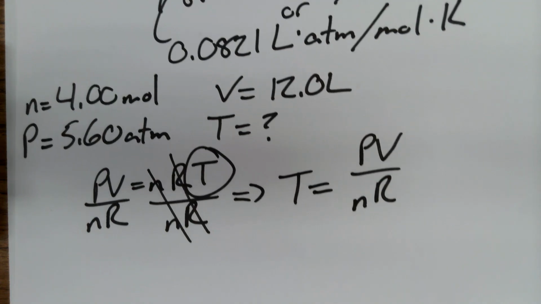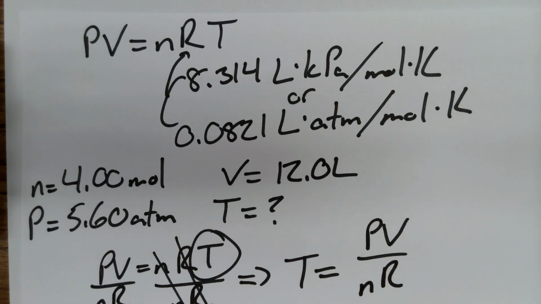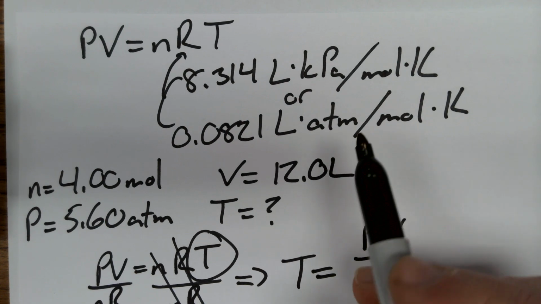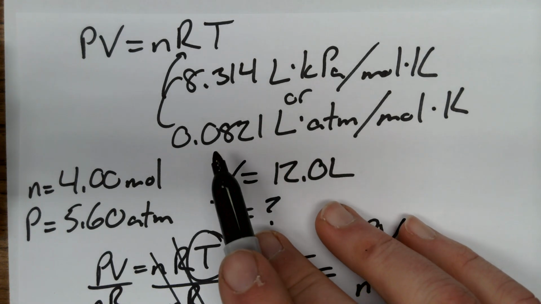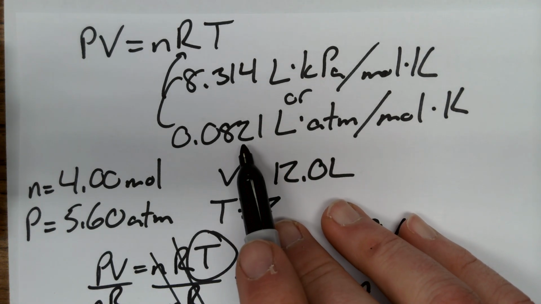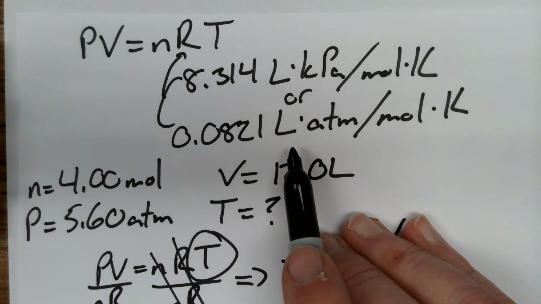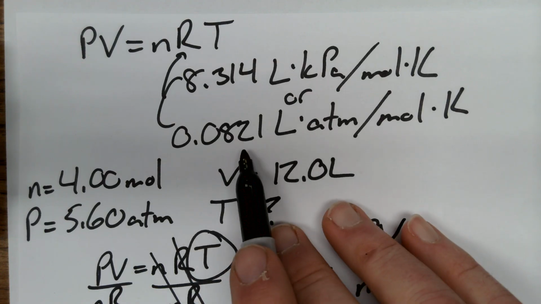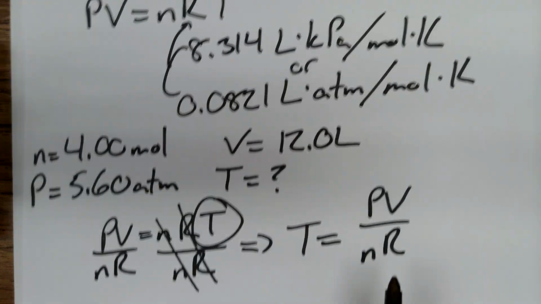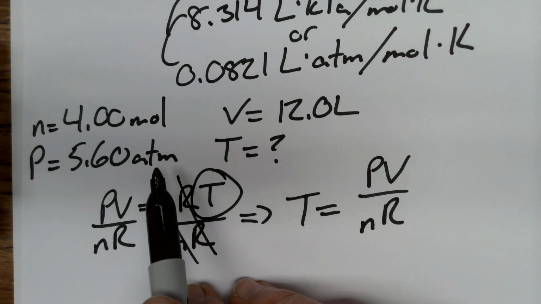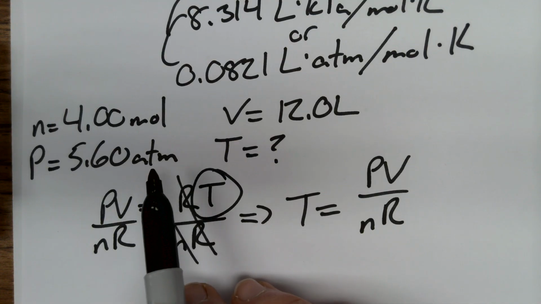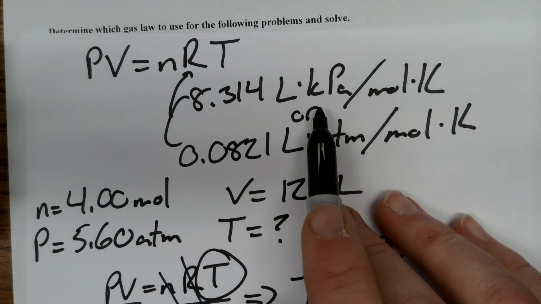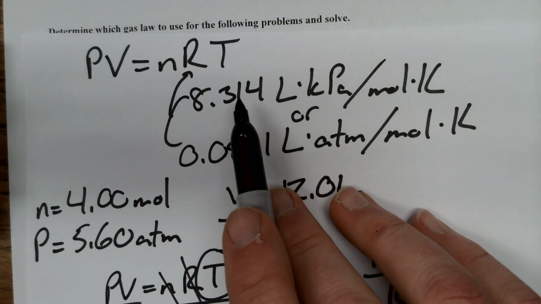My question to you is, which R value am I going to use? Am I going to use 8.314 or 0.0821? I'm going to use this one right here, right? So I see atmosphere, atmosphere. Had this been kilopascals, I would have used this number.